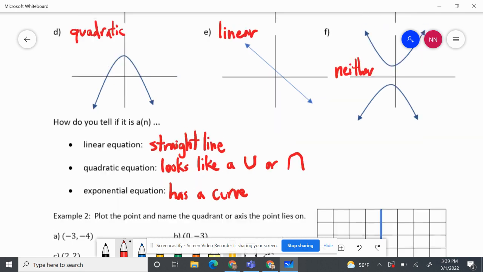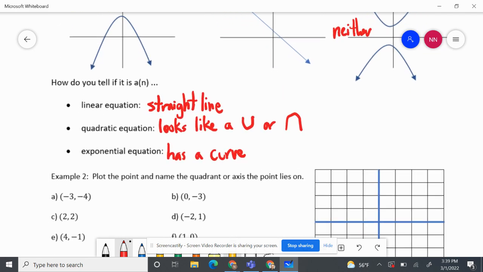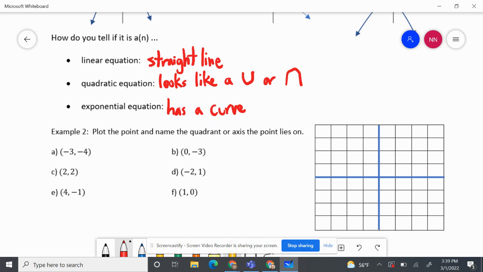exponential. So what we're going to do is plot some points and label the axis. This is summer packet stuff. It's topics that you should have learned in pre-algebra, but over the summer we always forget things, so it's always good to review. So for letter A, what we're going to do is plot the point.